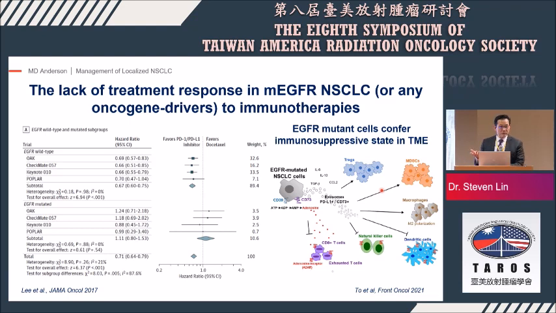There are some putative mechanisms. These EGFR mutant lung cancers tend to create an immunosuppressive state within the tumor microenvironment, and therefore these patients do not respond to immunotherapy. So the best therapy for these patients is, of course, EGFR TKIs. Here in Asia, particularly in Taiwan, there are a lot of patients with EGFR mutations, so this is obviously a very relevant issue.